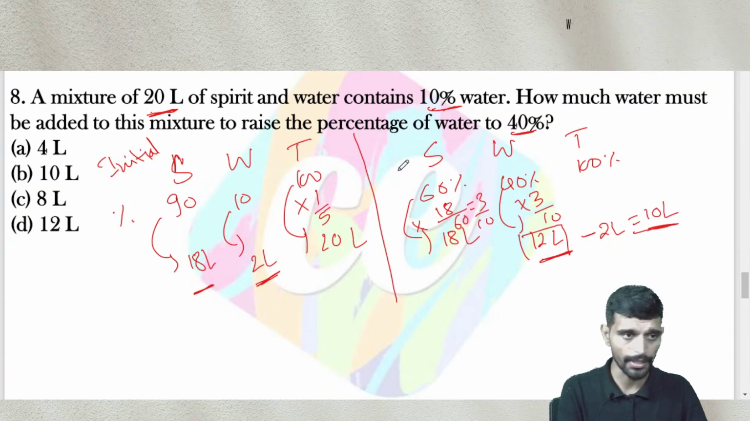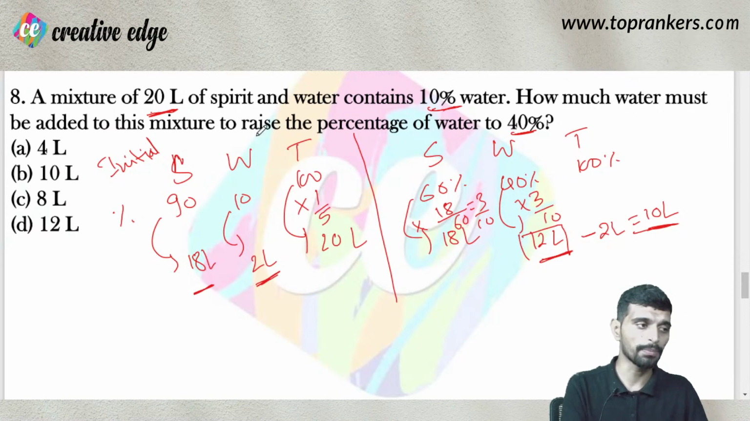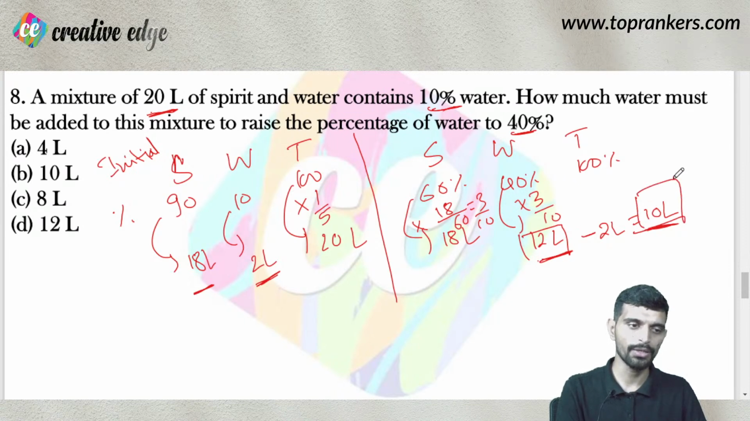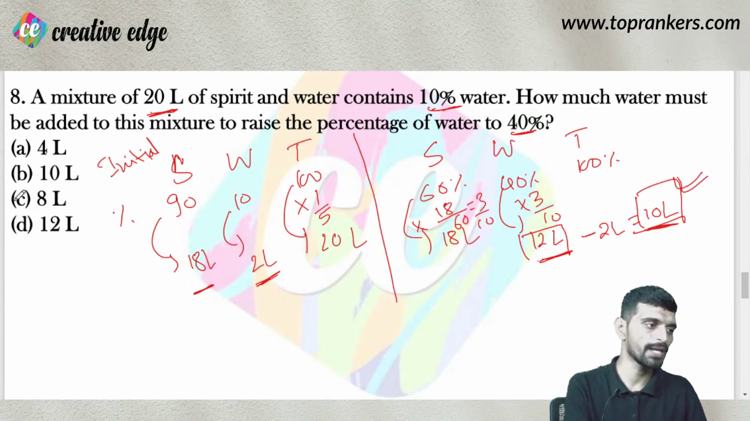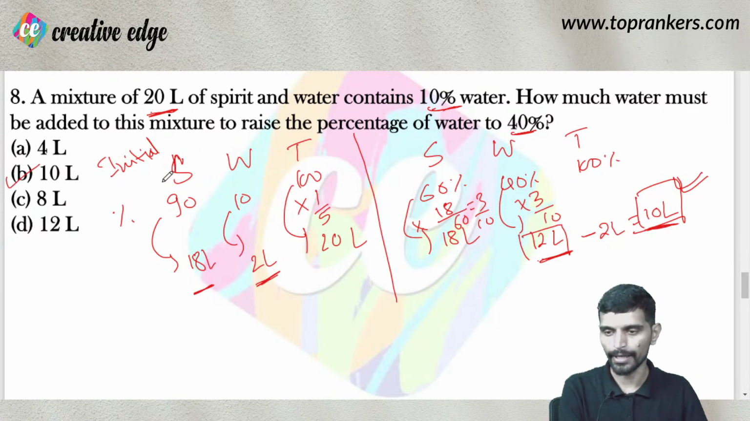Be very careful guys. If the question would be the quantity of water in the final mixture, the answer would have been 12 liters. But here you need to answer how much must be added. So it will be 10 liters.